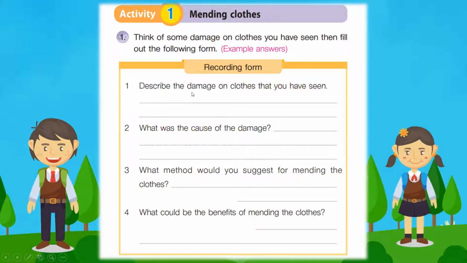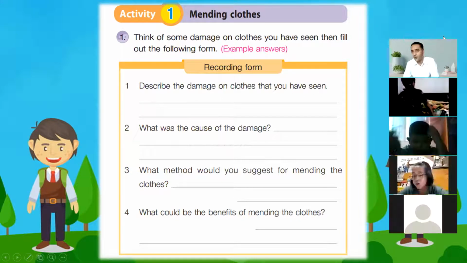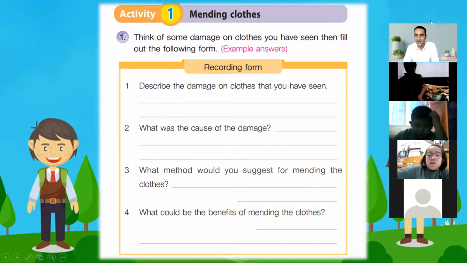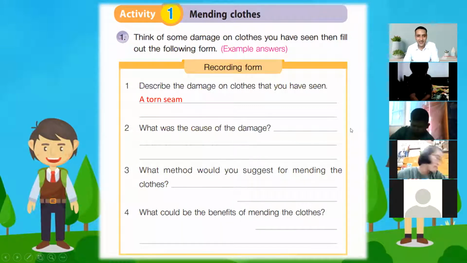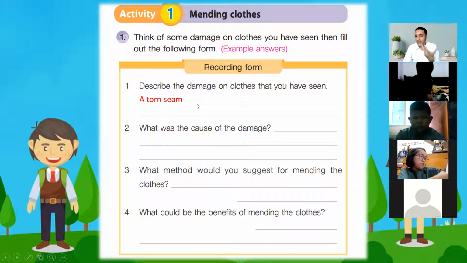Here, describe the damage on clothes that you have seen. Students, have you seen any damage on your clothes? Okay, if you have seen that, you are going to fix it. So for example, a torn seam. Okay, a torn seam, for example, how does this damage happen?